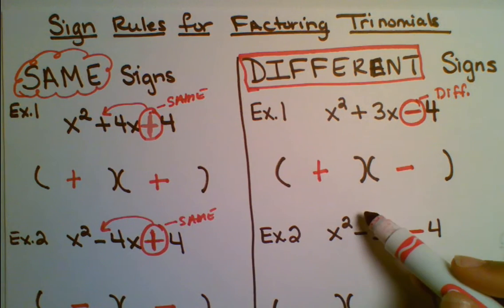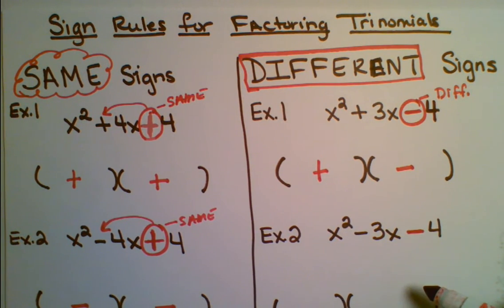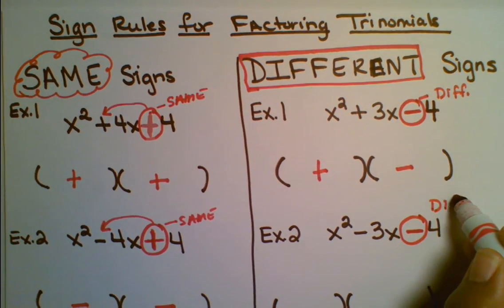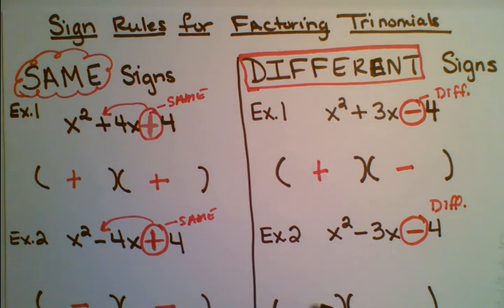Example 2, x squared minus 3x minus 4. Sign of the last term is negative. This is an indication that the signs are going to be different. So we have a positive and a negative, or negative and positive.